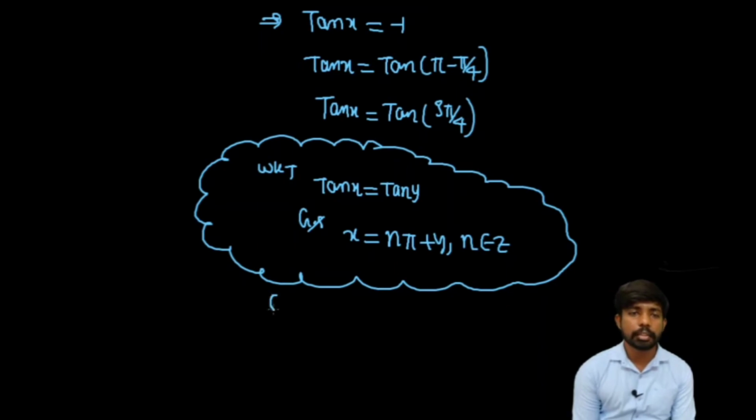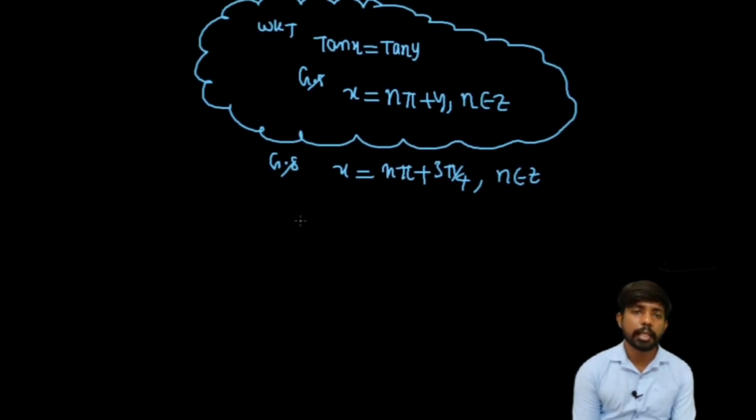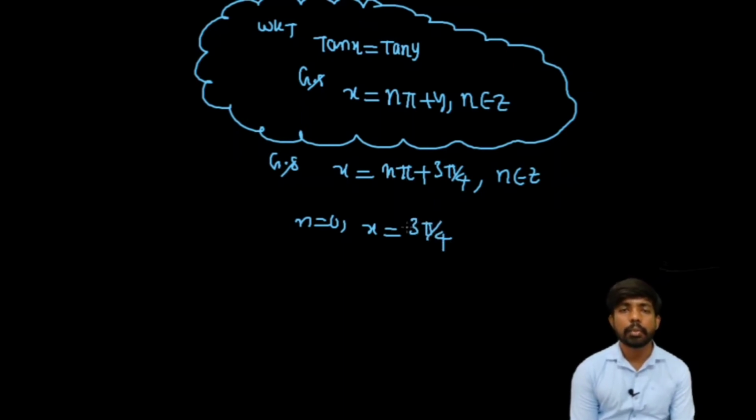So write the general solution: x is equal to n pi plus y, which is 3 pi by 4, where n belongs to Z. So substitute n equals 0 first. You will get x equals 0 into pi, 0, plus 3 pi by 4. You are getting one angle which lies from 0 to 2 pi, right?